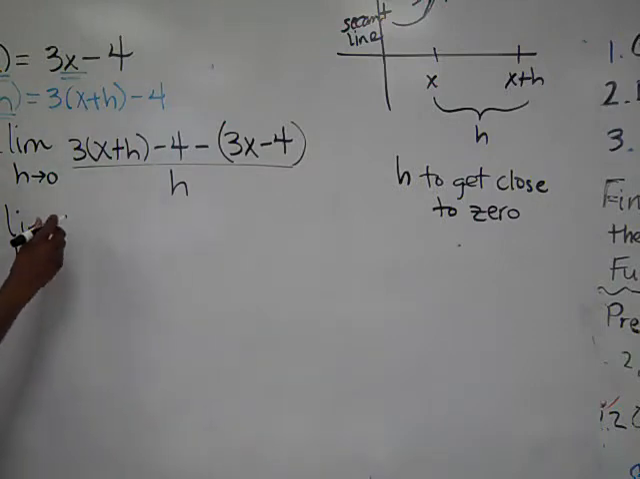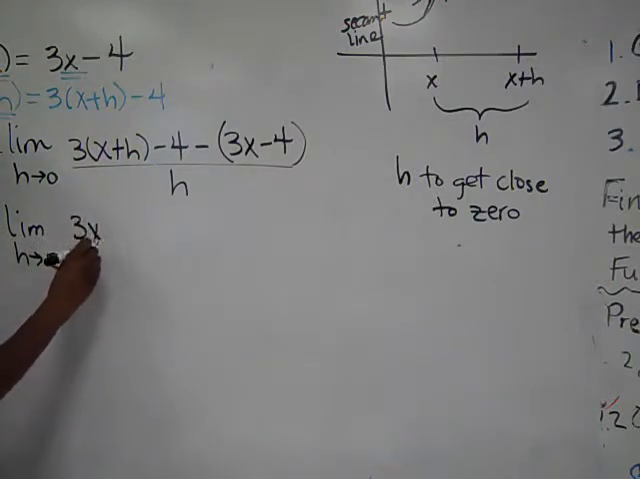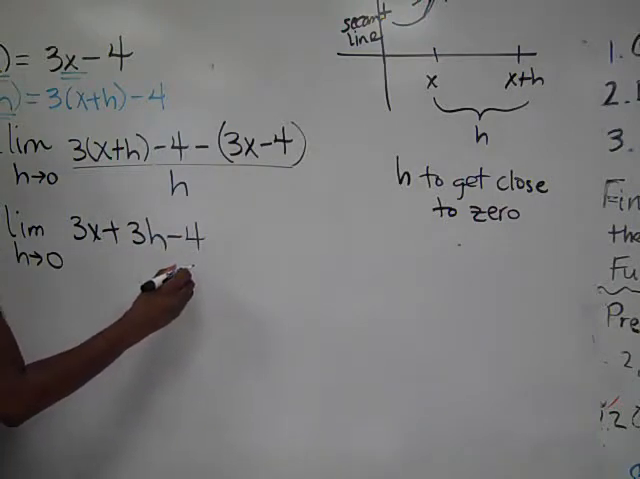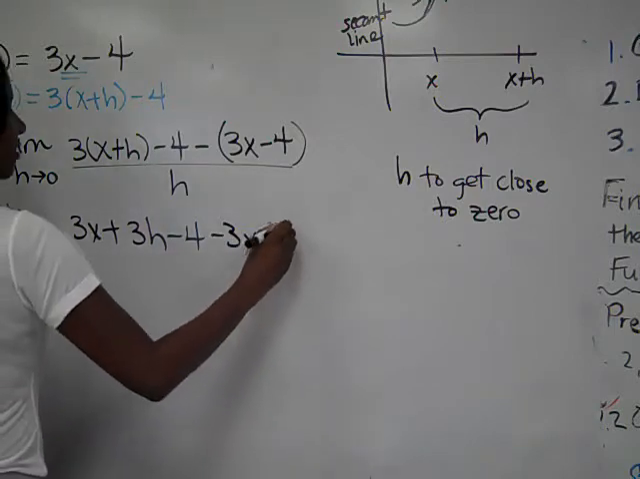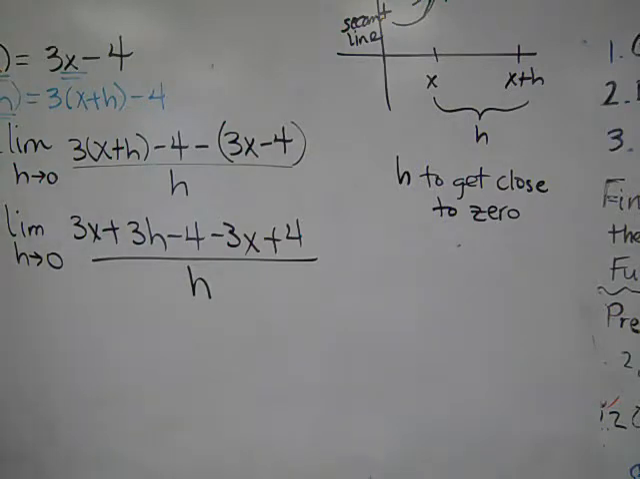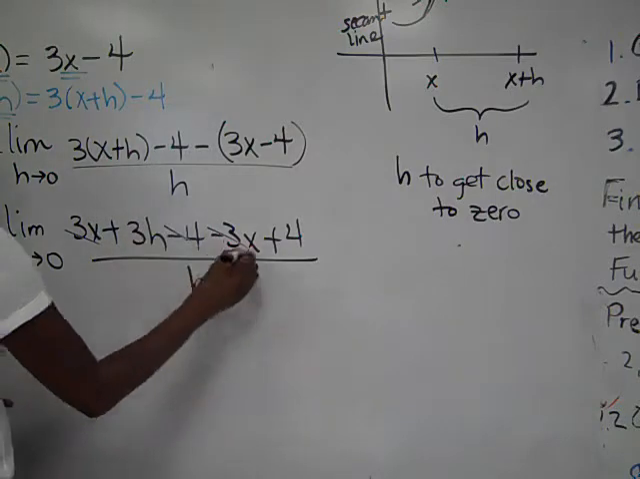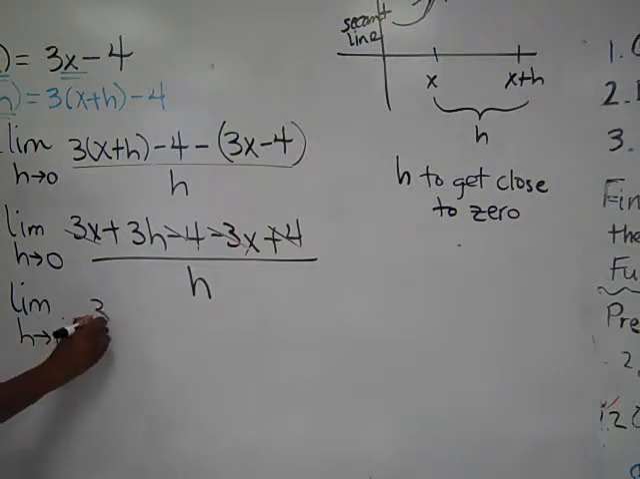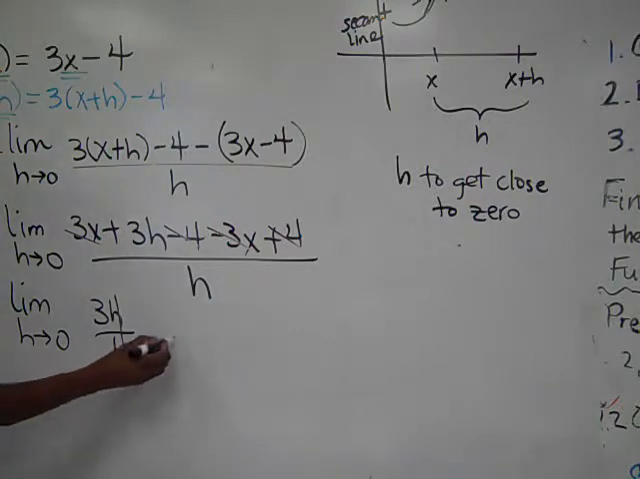Distribute. What do I get? 3x plus 3h minus 4 plus negative 3x plus 4, all over h. Is there anything we can get rid of? The 3x and the negative 3x. And what else? The 4 and the negative 4. So what are we left with? 3h over h. What can we do with the h's? That becomes 1. So what are we left with?